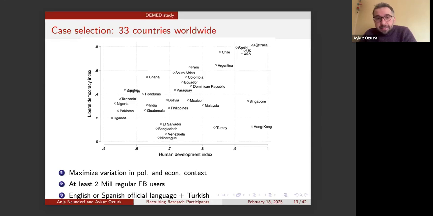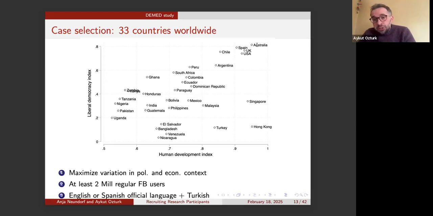To ensure feasibility, how did we come up with these 33 countries? Of course, we also took practical considerations into account. So we only focused on countries with a population of at least 2 million Facebook users. That is for concerns of feasibility of research. Maybe we could go a bit below that, like 1 million, but if there isn't even 1 million people in a country, I think the cost will increase a lot, so we didn't include those countries.